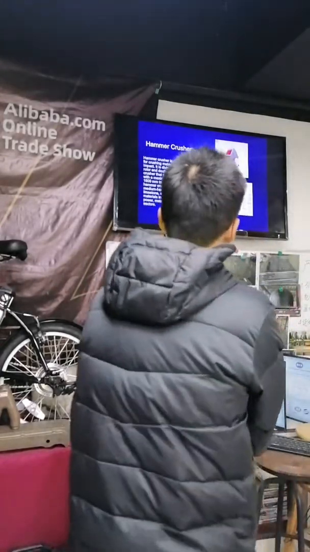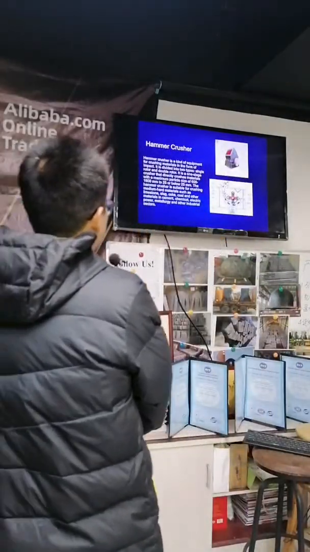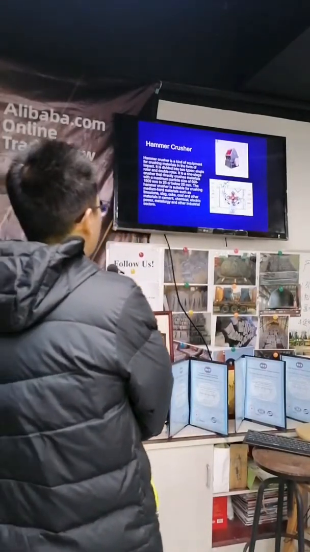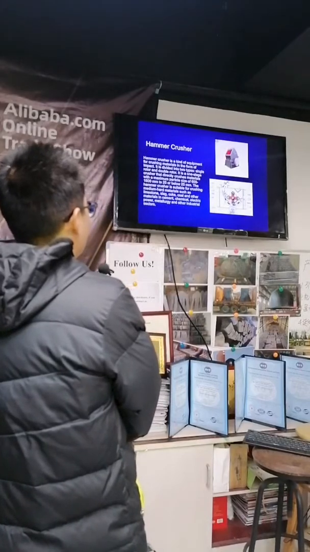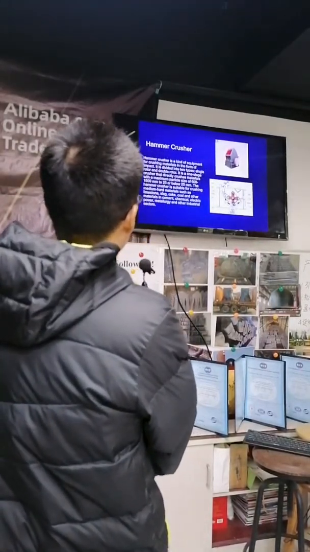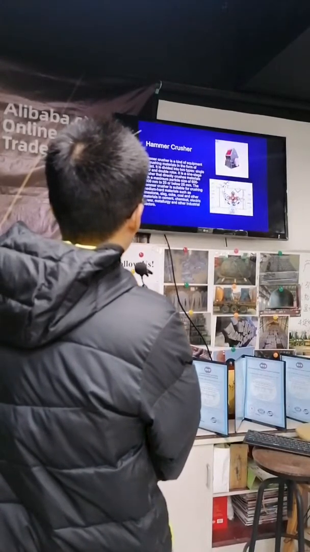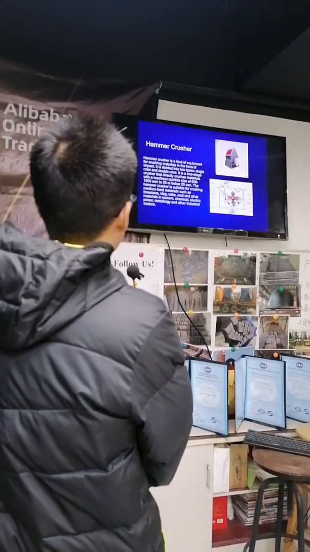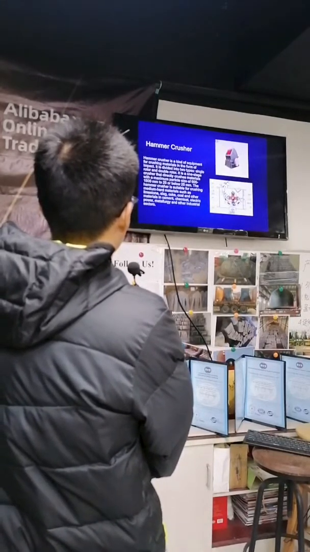The next is the hammer crusher. The 2 pictures show the outlook and the inner structure of this crusher. It is a kind of equipment for crushing materials in the form of impact. It is divided into 2 types: single rotor and double rotor.